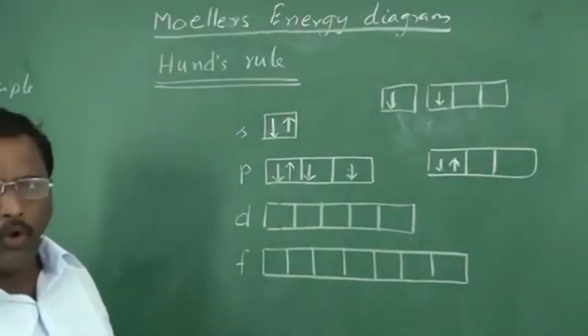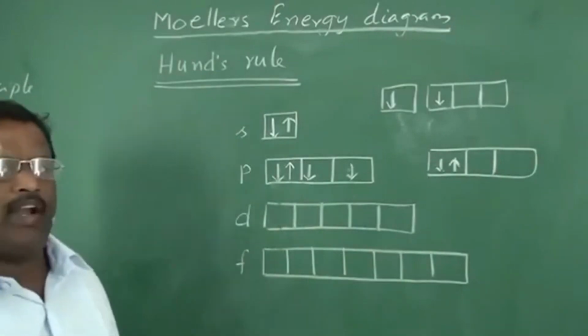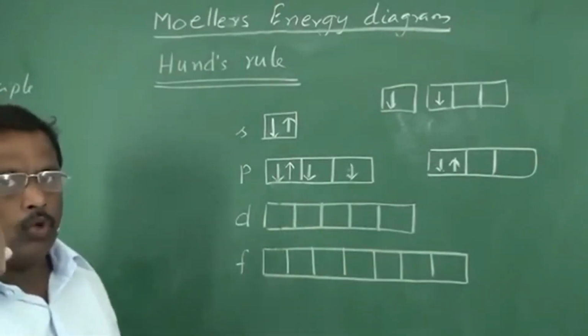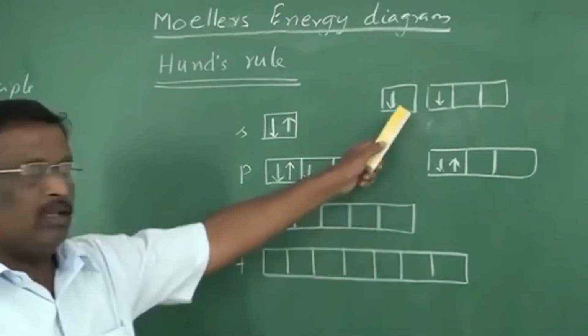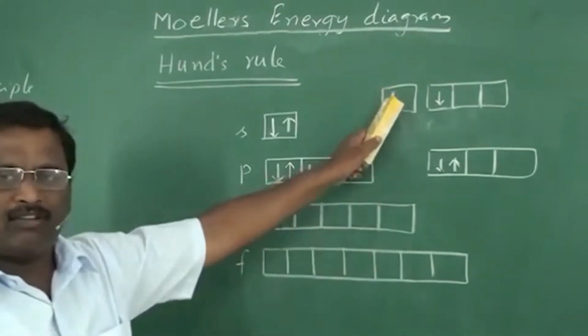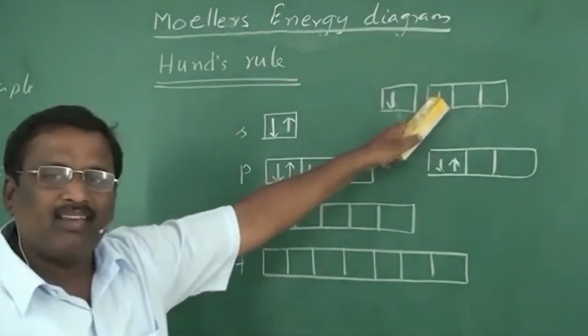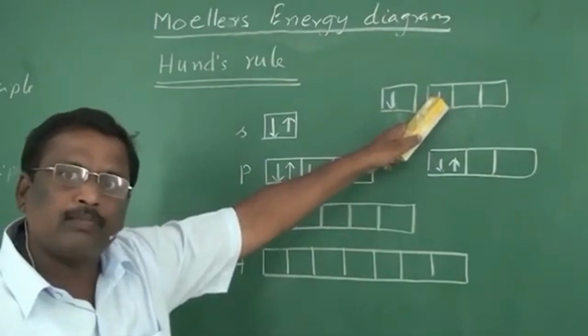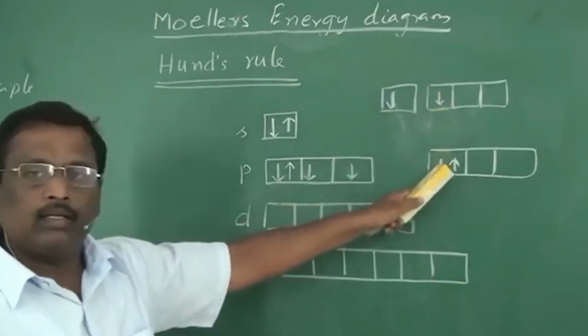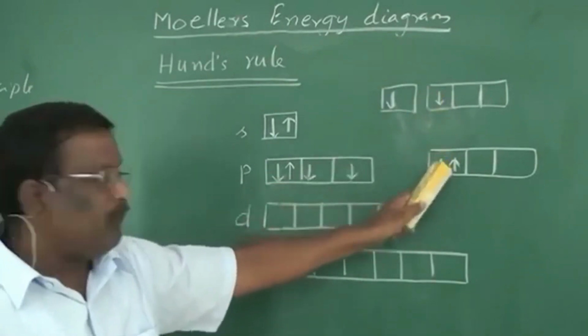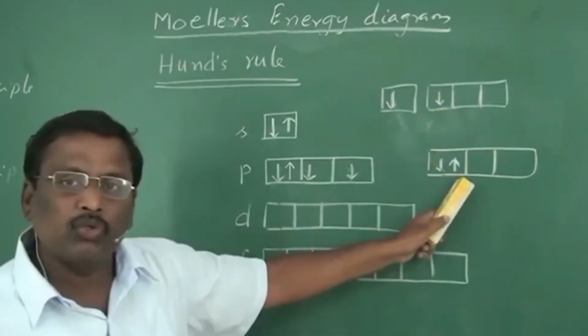Violation may be of any rule, but you should be in a position to identify which rule was violated. Here, before filling this s orbital, the electron is entering into the next p orbital. This is against the Aufbau principle. Here, before filling these 2 orbitals, the pairing takes place here. So this is against Hund's rule.